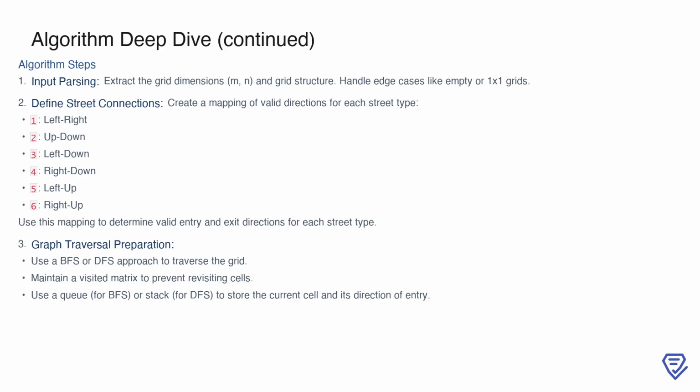Once the street connections are mapped, we prepare for the graph traversal. Using either BFS or DFS, we aim to explore the grid systematically. To avoid revisiting cells, we maintain a visited matrix. Additionally, a queue for BFS or a stack for DFS will store the current cell and its entry direction, ensuring we can keep track of our progress through the grid. This preparation lays the groundwork for simulating movement while adhering to the rules of each street type.